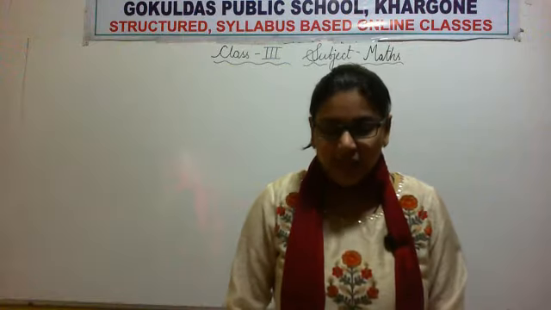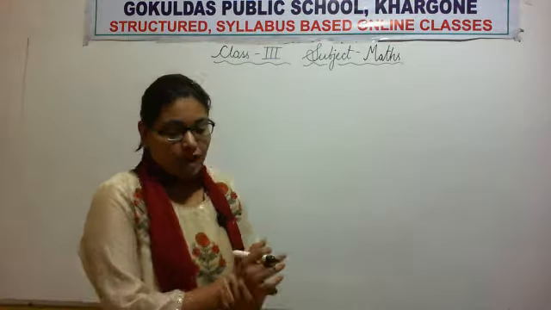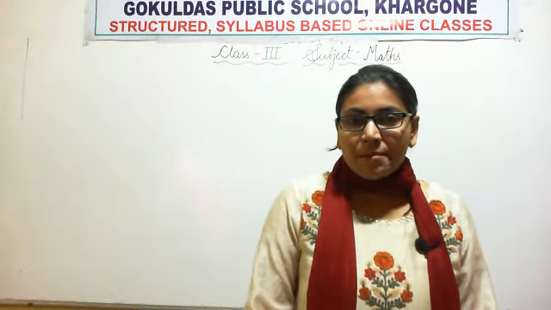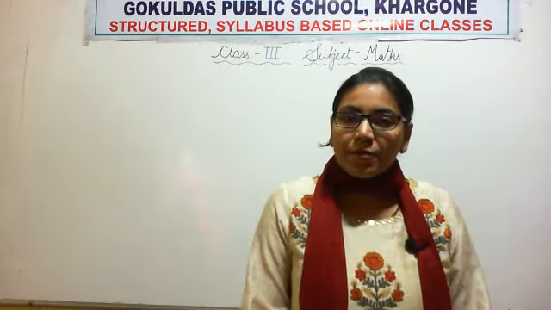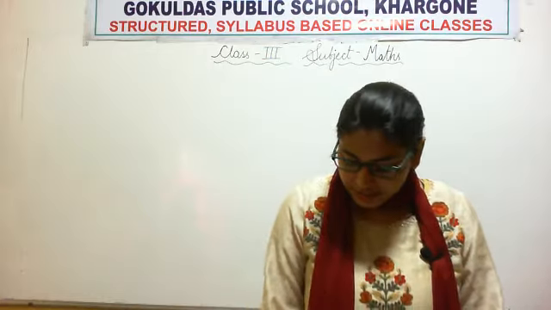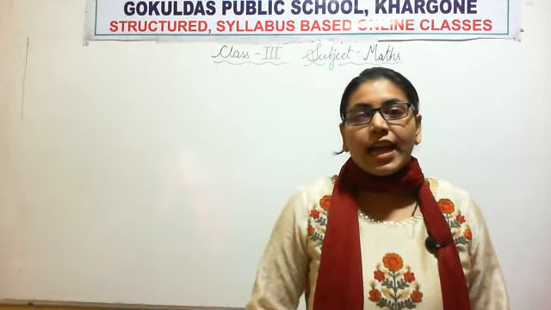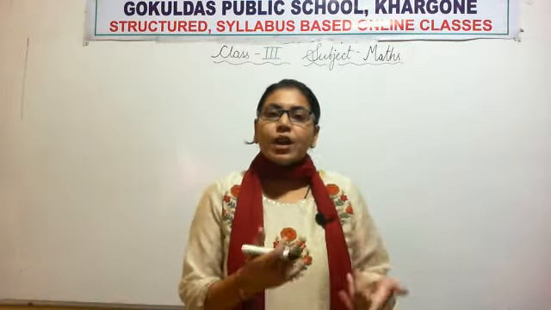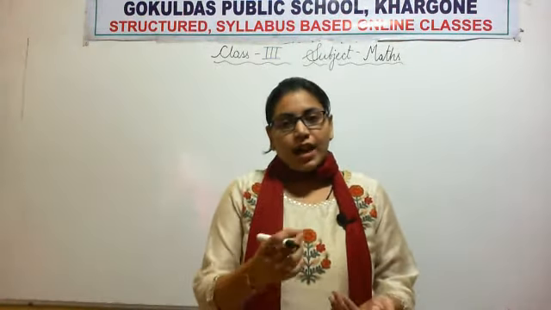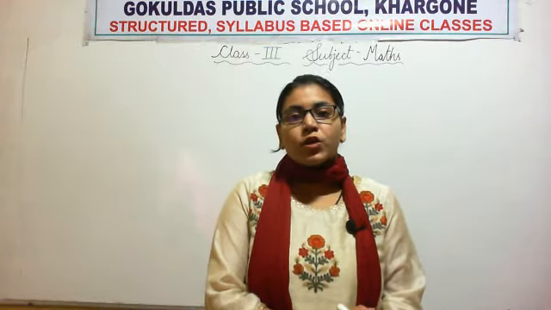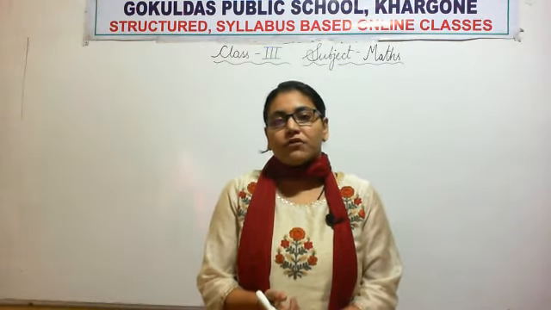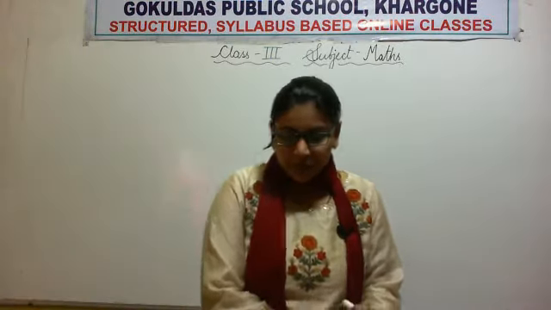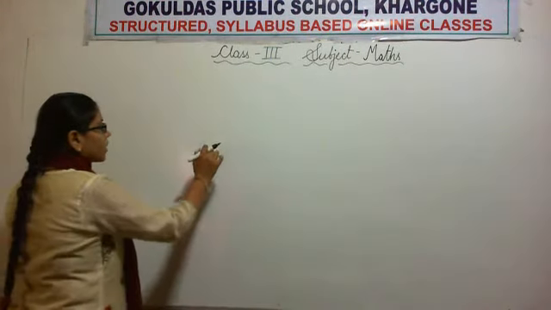Today we are just having a quick revision. When we round off numbers and then add or subtract, whatever result we get, we call it the estimated result. If we subtract after rounding off, we call it the estimated difference, and if we add after rounding off, we call it the estimated sum. Okay, so let's see how to round off.